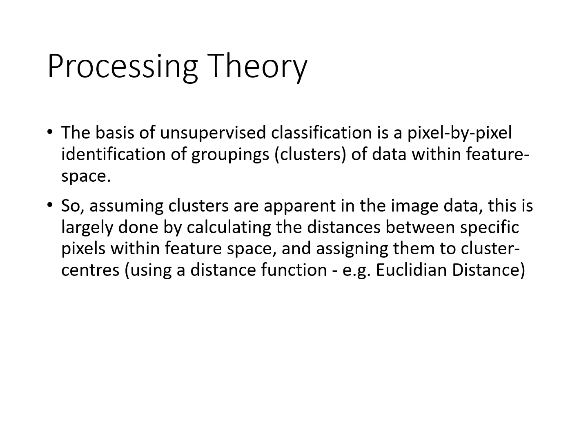So unsupervised classifications are going to be more or less simple algorithms that don't require a lot of input information or a lot of tweaking as they run, okay? And they're just going to go pixel by pixel and identify clusters or groupings of data within what we'll refer to as feature space. So assuming there are clusters apparent in the image data, this is done by calculating the distances between specific pixels within this feature space and assigning them to cluster centers.